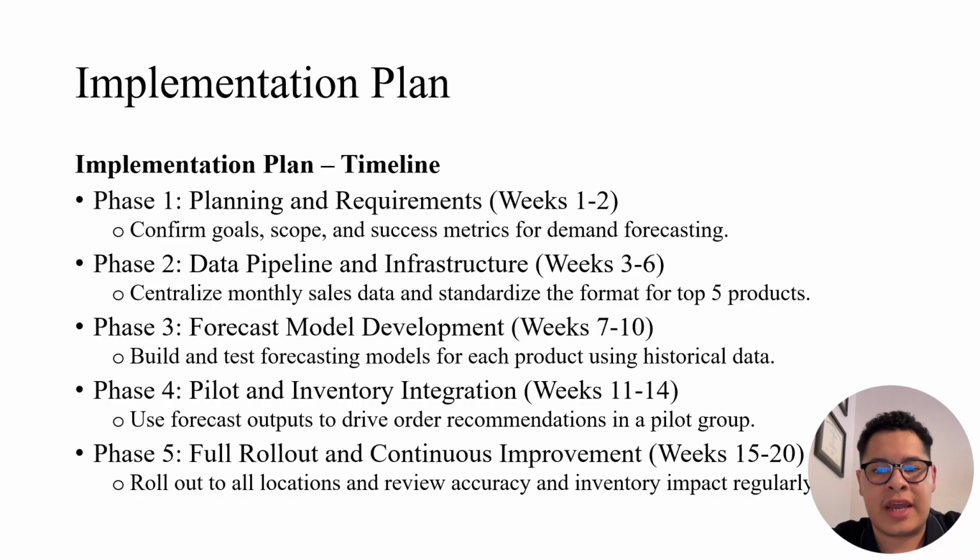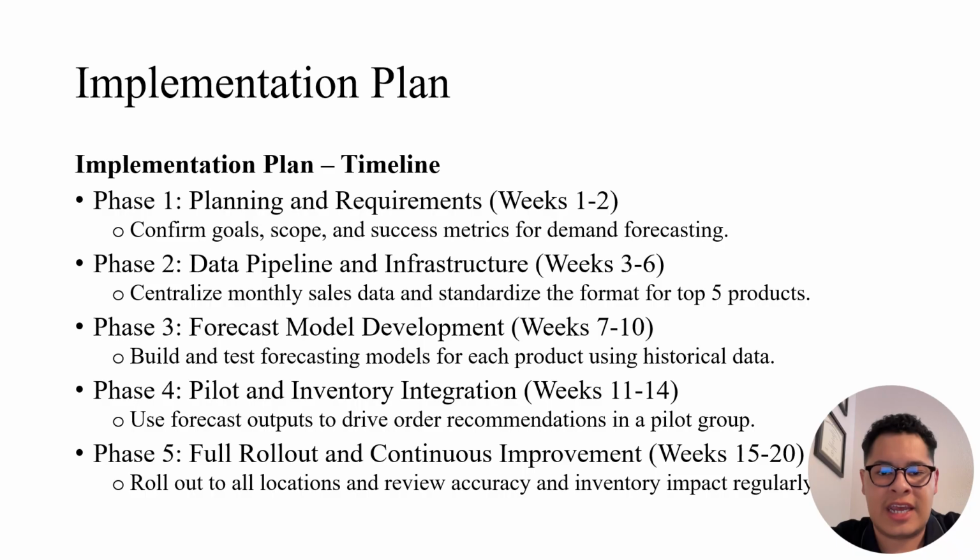Phase 1 is planning and requirements in weeks 1 and 2. Here, we lock in the goals of the project, like reducing stockouts and overstock for our top 5 products, and we confirm the scope and success metrics. For example, we would agree on targets for forecast accuracy and improvements in inventory performance.